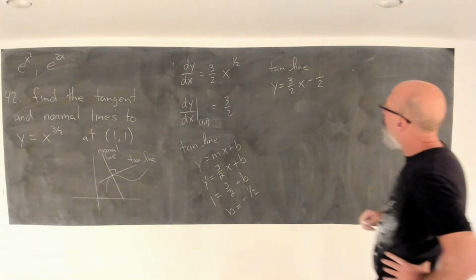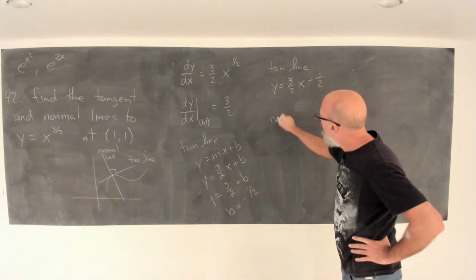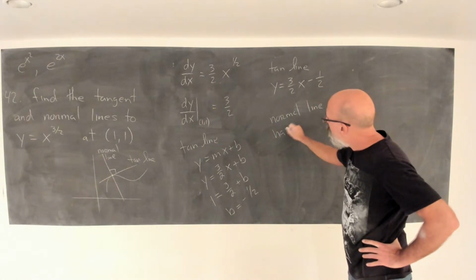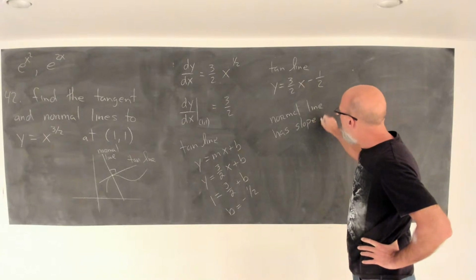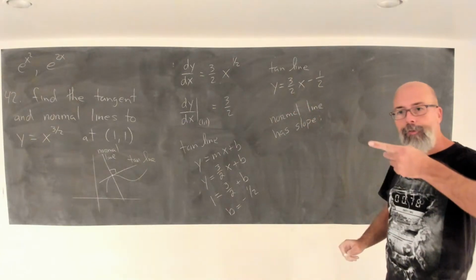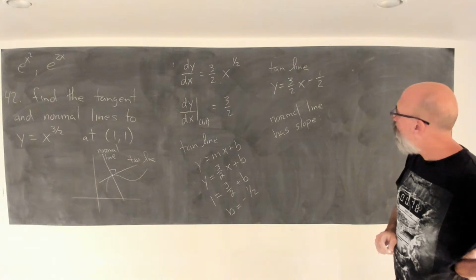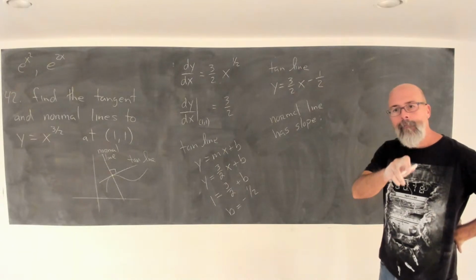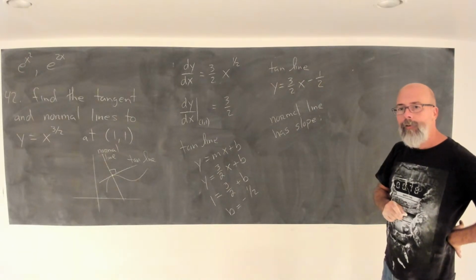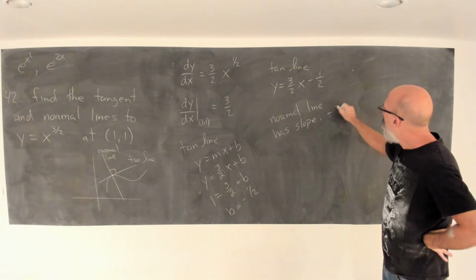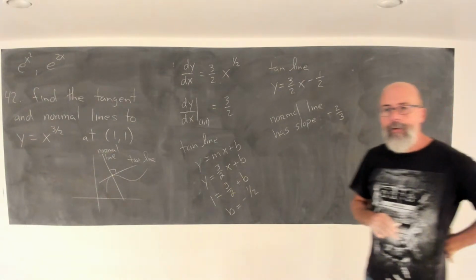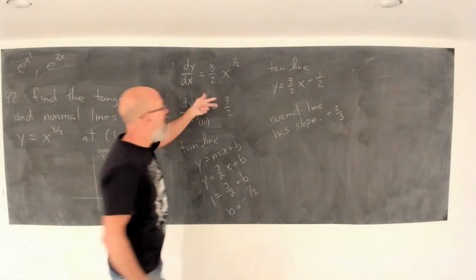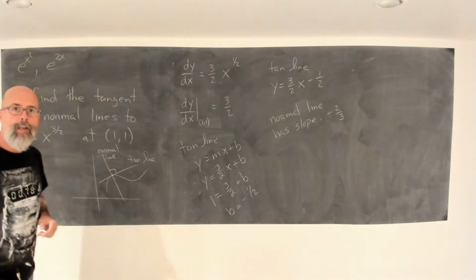There it is. Normal line has slope negative reciprocal of this. So if you flip it and throw in a negative, what is the slope of the normal line? You tell me. Negative 2/3. Right? Flip the fraction and throw in a negative.